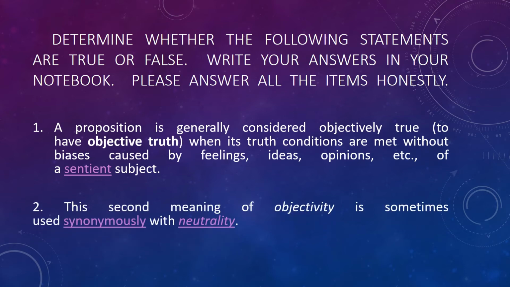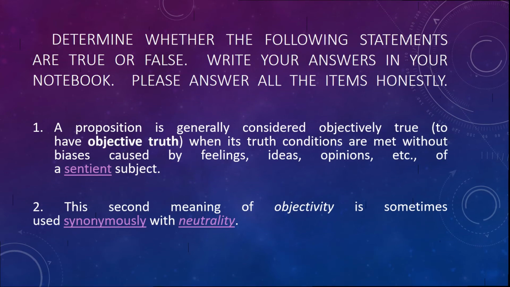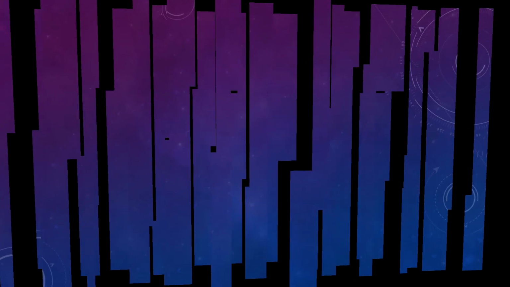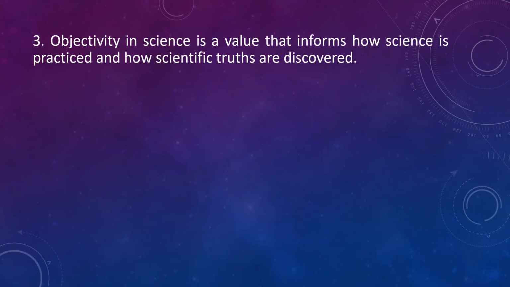Number two. This second meaning of objectivity is sometimes used synonymously with neutrality. Is it true or false? Number three. Objectivity in science is a value that informs how science is practiced and how scientific truths are discovered. True or false?